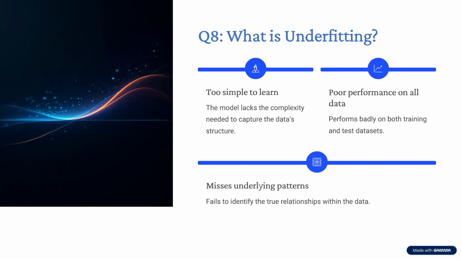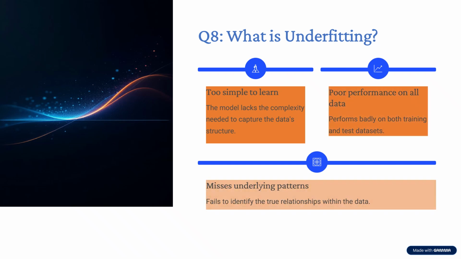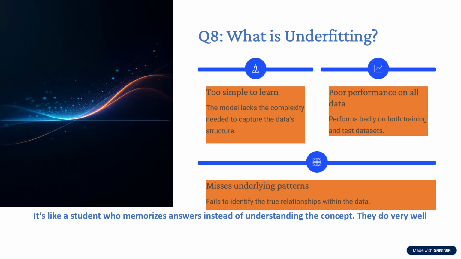Underfitting is the opposite. It is when a machine learning model fails to learn the pattern in the data properly, so it performs poorly on both training and new data. In simple words, it is like a student who has not studied enough. They can't even solve basic questions, so they also struggle in the exam.